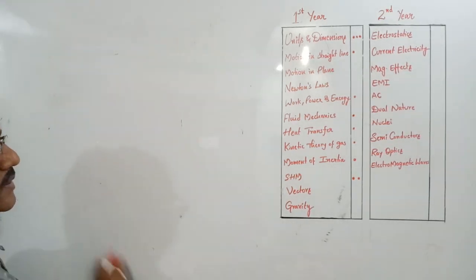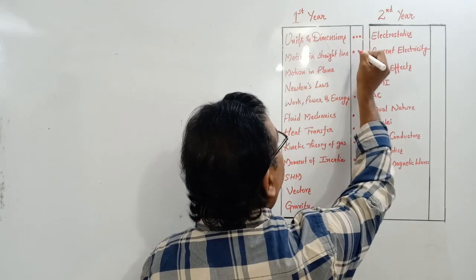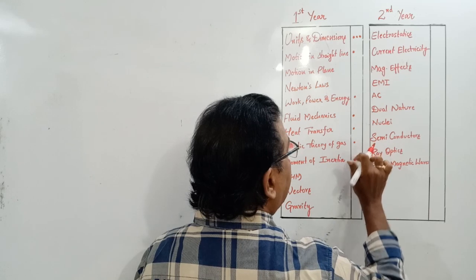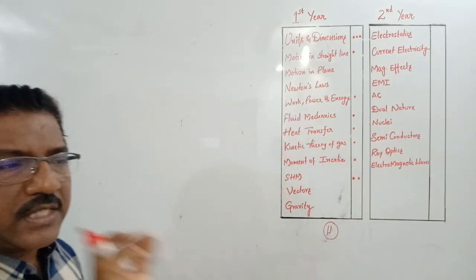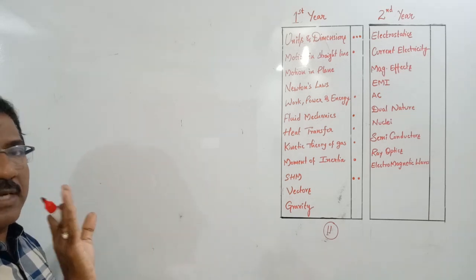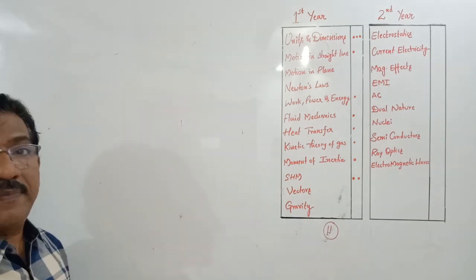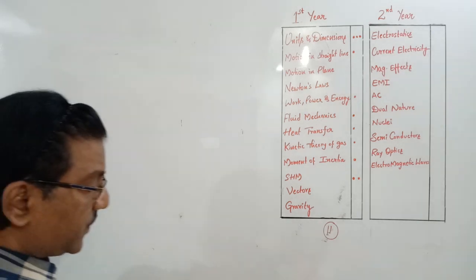Before I enter into that most important second year, I would like to cover here 1, 2, 3, 4, 5, 6, 7, 8, 9, 10, 11. Conceptual, just a formula. Conceptual and formula. Now we enter into the second year conceptuals.